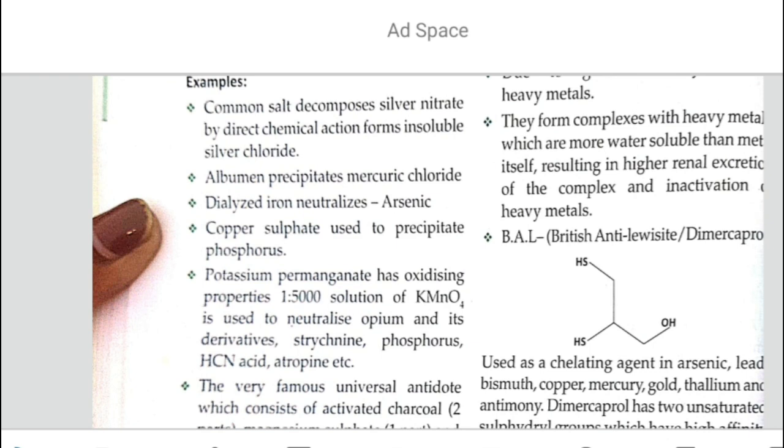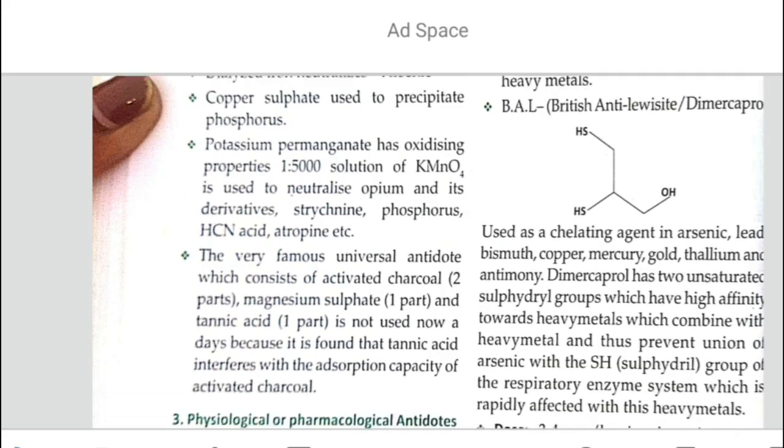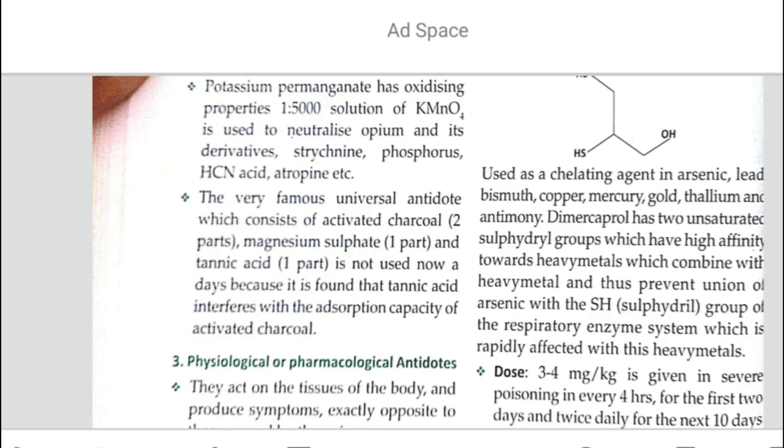Dialysed iron neutralizes arsenic. Copper sulfate is used to precipitate phosphorus. Potassium permanganate has oxidizing properties. A 1:5000 solution of KMnO4 is used to neutralize opium and its derivatives, strychnine, phosphorus, HCN, atropine, etc.